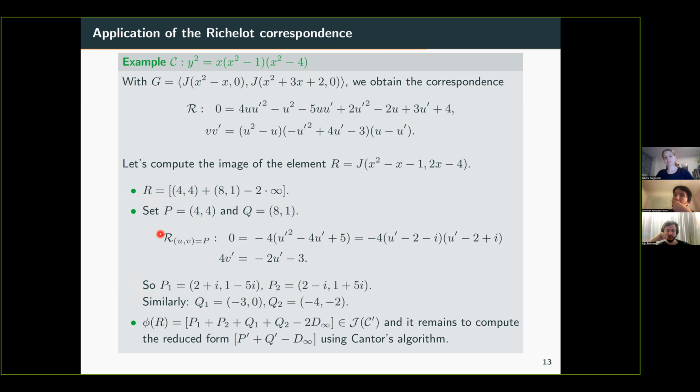And this is done by plugging in the values for P in the correspondence. This gives us on top a polynomial of degree 2, which we can solve for U prime. And then we can plug in the solution in the second part of the correspondence. And similarly, we proceed for Q and get 2 points Q1 and Q2. And so this is the standard algorithm to use the Richelot correspondence in order to push points through the isogeny.